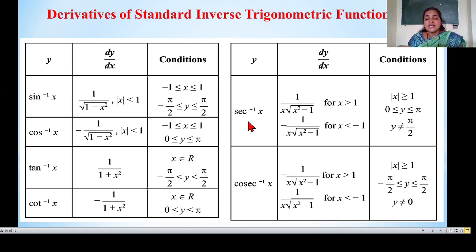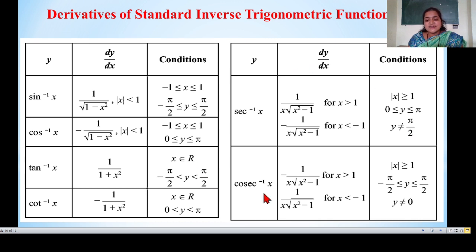Now next function is sec inverse of x. The derivative of this function is 1 upon x square root of x square minus 1 for x greater than 1, and minus 1 upon x square root of x square minus 1 for x less than minus 1. The condition is mod of x is greater than or equal to 1, and 0 is less than or equal to y is less than or equal to pi, and y is not equal to pi by 2.